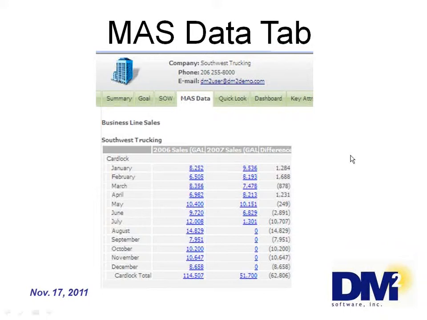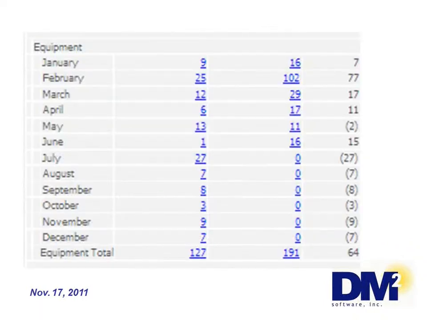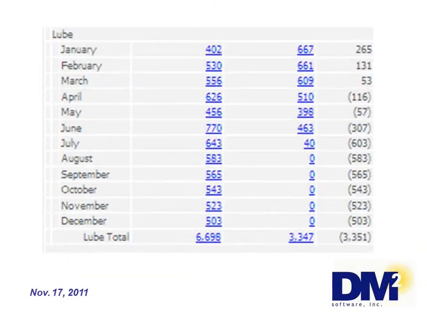And as you can see here, this is all about their card lock sales, 2006 over 2007, and you can see where trends started going down. And so you might be asking yourself, well, we need to go a little bit deeper, and we're going to see that in just a moment. This is the business line of equipment, lubes.